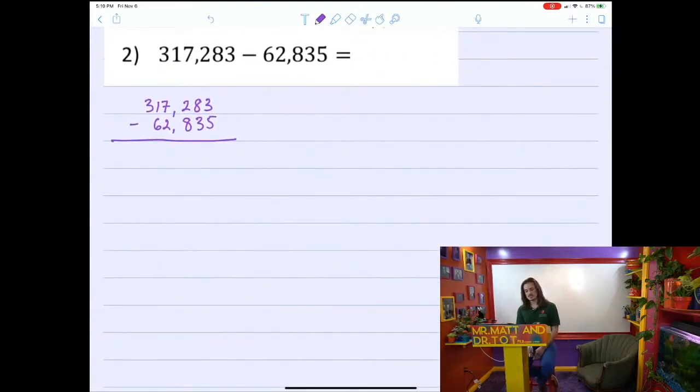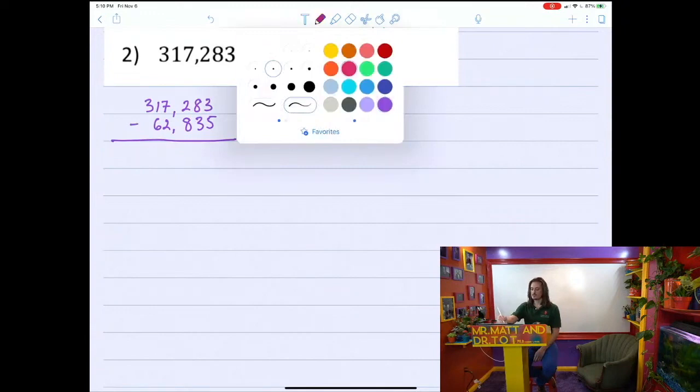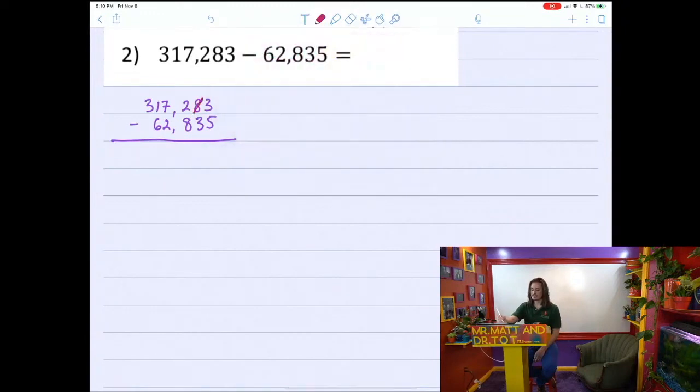So in the ones digit, I have 3 minus 5. 3 is less than 5, so I'm going to have to regroup here. I'm going to borrow 1 from 8, that's going to become 7, and the 3 will become 13. 13 minus 5 is 8. Now moving on to the tens digit, 7 minus 3 is 4. We don't need to regroup there because 7 is larger than 3, so that's okay.